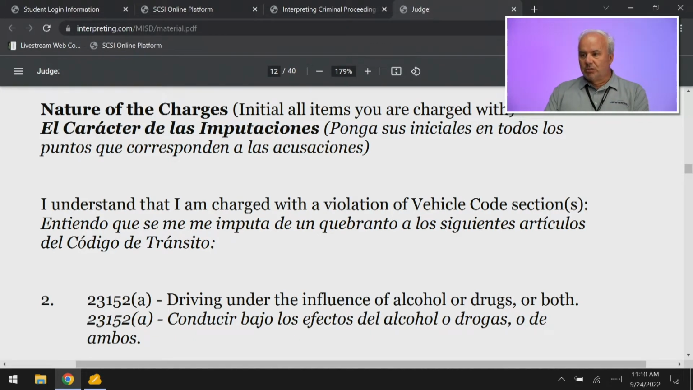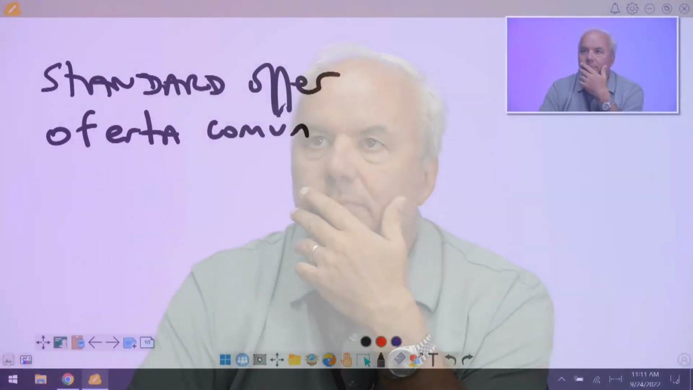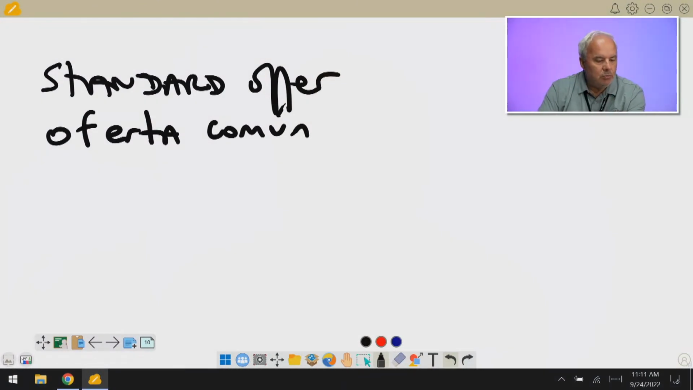That's actually worse, right? So in a DUI case, everything is pretty much the same as we have already discussed in terms of getting an offer and so on and so forth. But there are so many DUI cases that the offers are what they call standard offers. So the first question that we have is, how do you say in Spanish standard offer? Oferta común. Standard offer, oferta común.